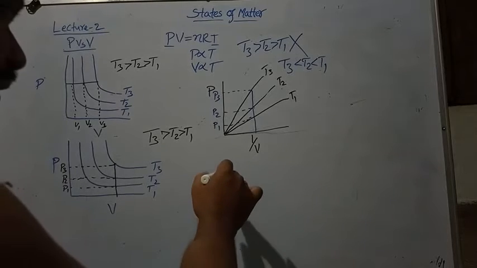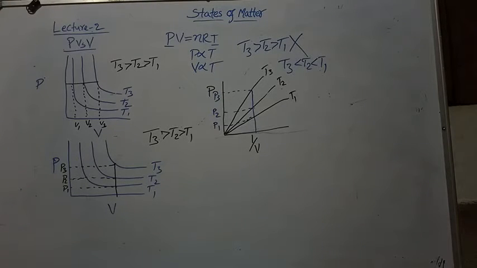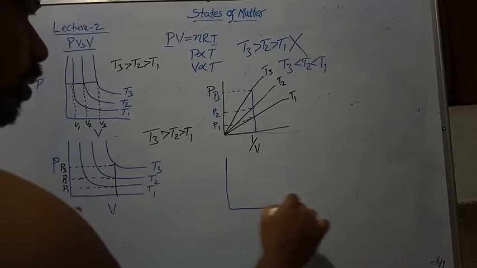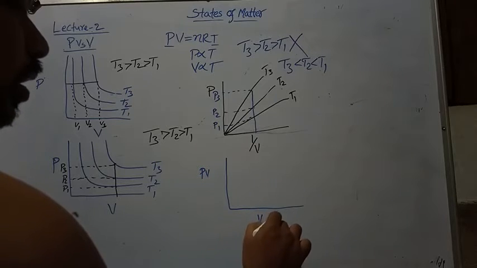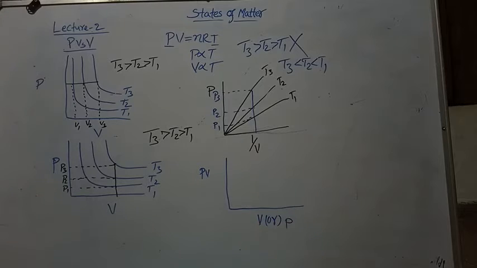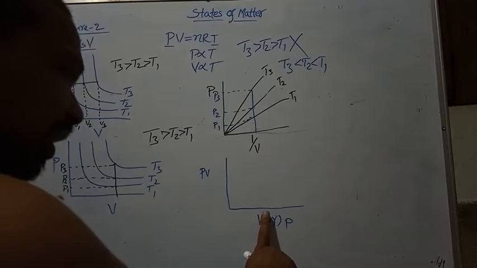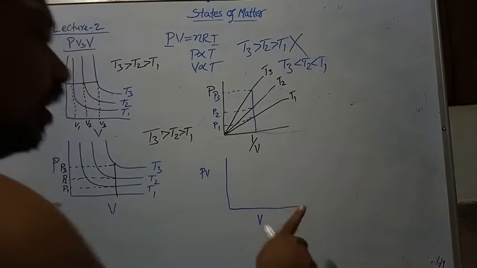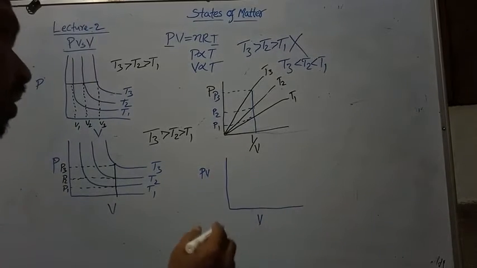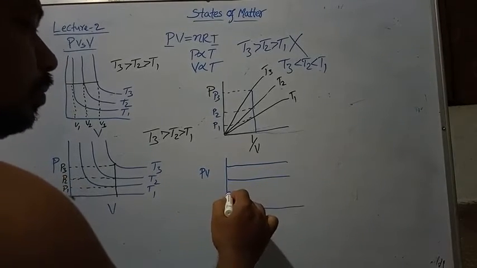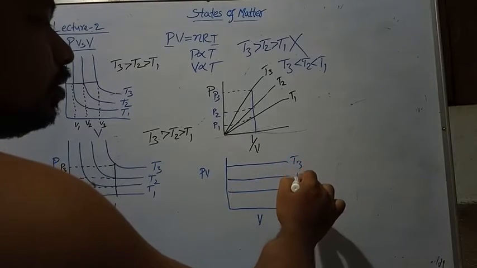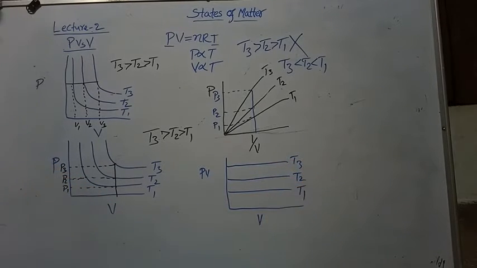Similarly, if you go with another graph, what is that? PV versus volume or pressure. Any one term we have to take. For my convenience, here I am taking V. What is the graph? How do they come? They come like this. This will be T3, this will be T2, and this will be T1.